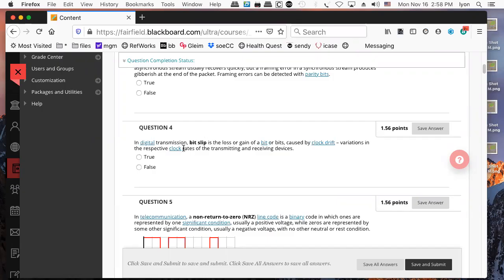So, bit slip. Bit slip is the loss or gain of a bit or bits caused by clock drift. That's variation in respective clock speed of the transmitter and the receiver, and that is true, bit slip. So we can have a framing error, which is due to bit slip. That is a drift in the clock.